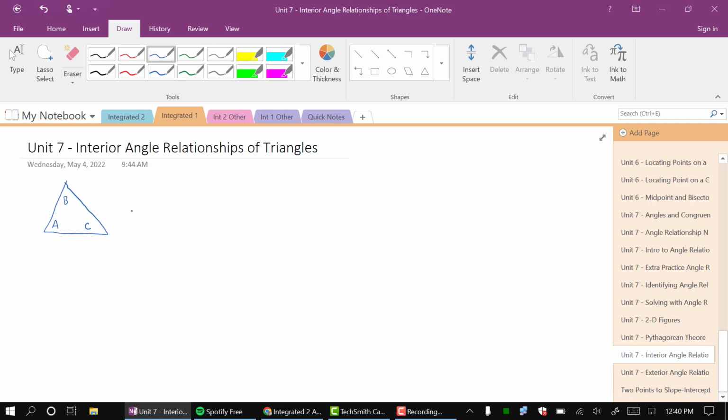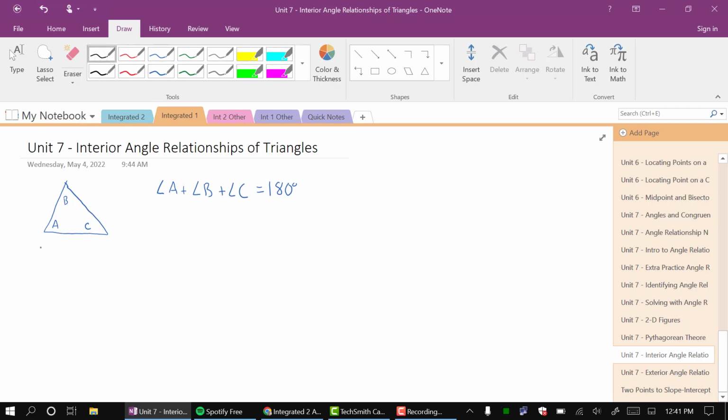And then the relationship that I have from this triangle is that angle A plus angle B plus angle C, all three of these add together to give me 180 degrees. So that is known as the interior angle sum theorem for triangles. Let's go ahead and try this out with a problem. So let's take a look at an example.